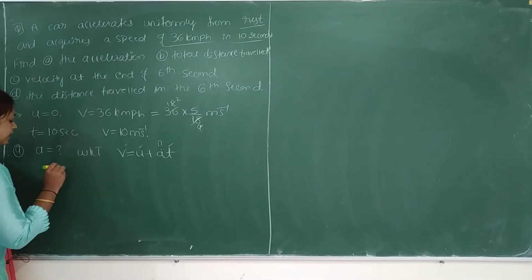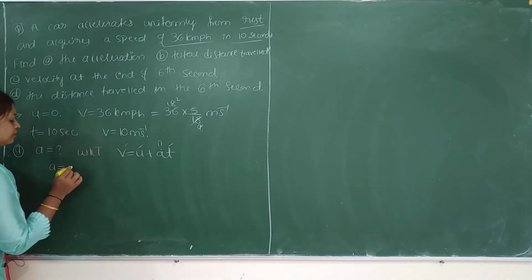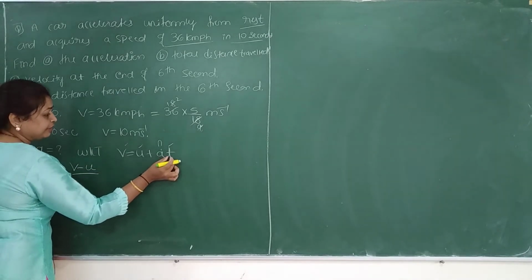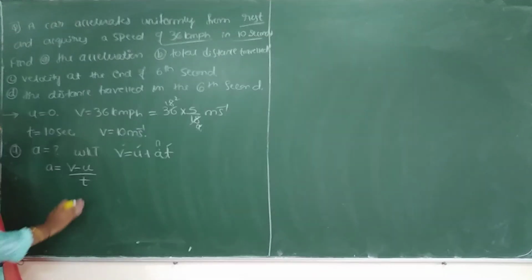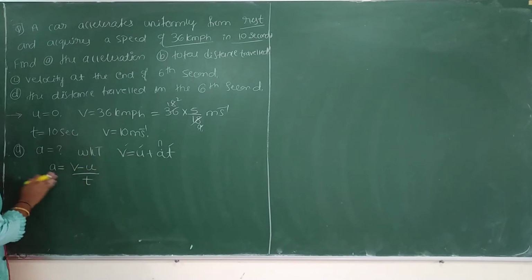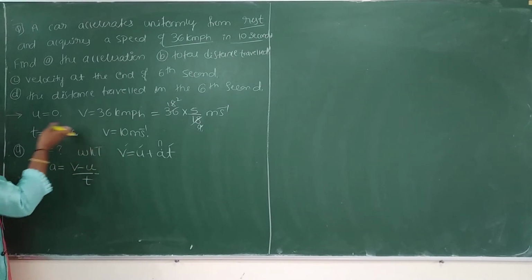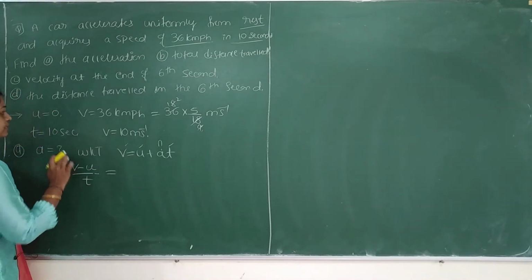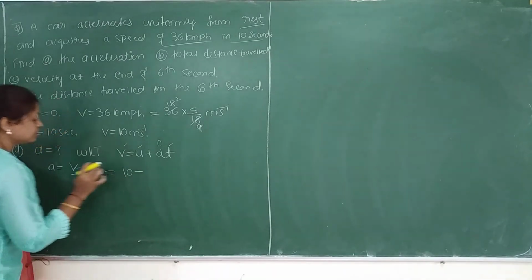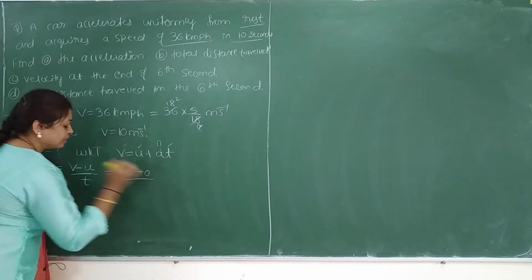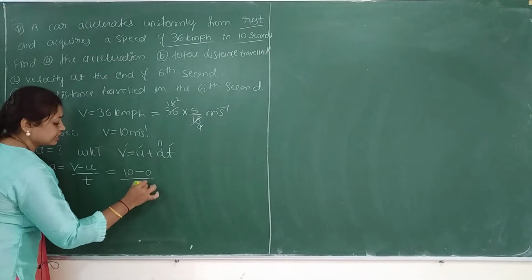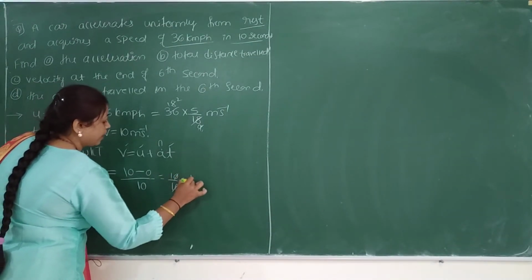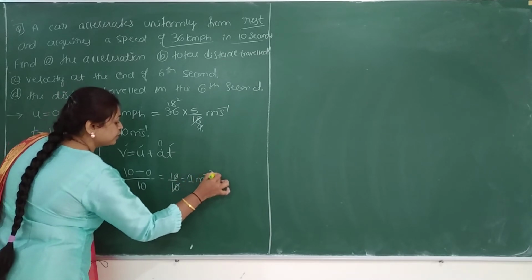Acceleration a is equal to, take this term to the left side, v minus u divided by t, taking the multiplication t to divide. If you cross multiply, again you get at equals v minus u. Now substitute the values. v is 10, minus initial velocity 0, divided by time, 10 seconds. This will be 10 by 10, so the acceleration is 1 meter per second.